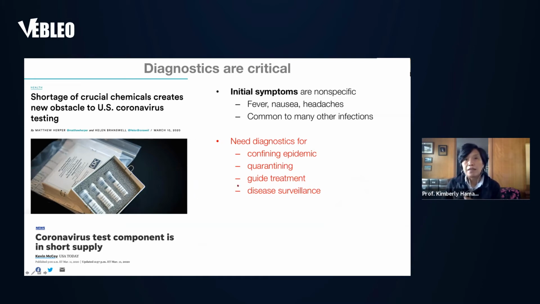And this is due to the fact that many diseases have initial symptoms which are very nonspecific. So things like fever or nausea or headaches, these are common to lots of things, even the common cold. So diagnostics are needed to provide a diagnosis for a patient, and these aid in helping confine the epidemic, as well as quarantining, so whether or not a patient needs to be quarantined, as well as to guide treatment, and then also for disease surveillance to basically map where the disease is spreading.